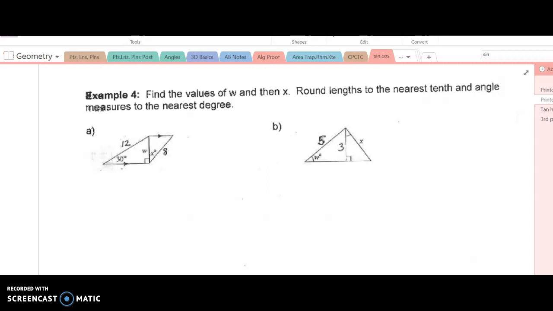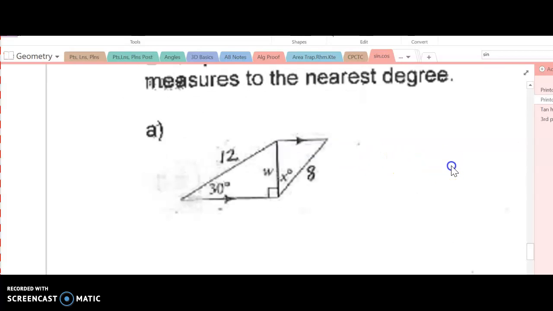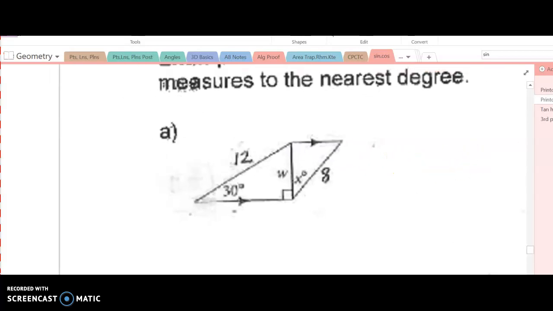Okay, so this last example, we're going to find the values of w then x, then round the lengths to the nearest tenth, and angle measures to the nearest degree. So let's take a look here at what we've got. Again, we have two triangles. I say again, in the last homework we had some examples where we had two triangles. And let's see, what else? We've got arrows.